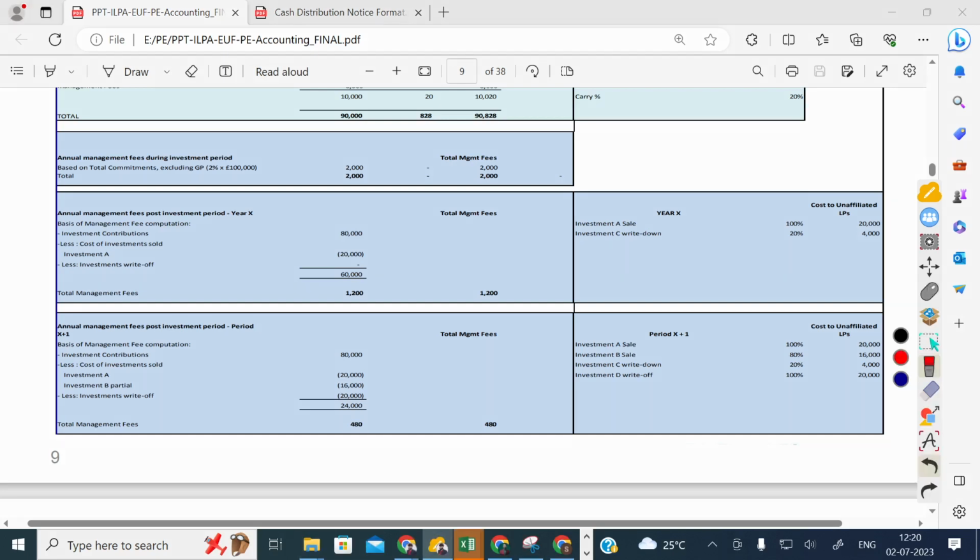So here if you see this term, annualized management fees post investment. There are different scenarios where they have guided us. Year X, total management fees generated, this one. Why? See this, investment basis of management fees computation. Base is 80,000. Why 80,000? Only 80,000 may be invested, right? Where can you check this 80,000?